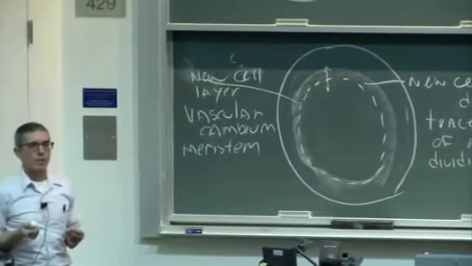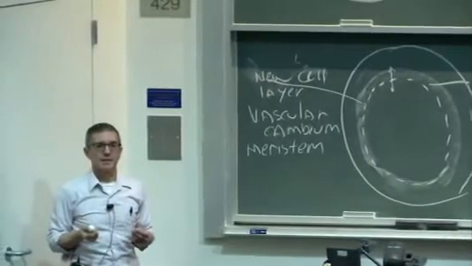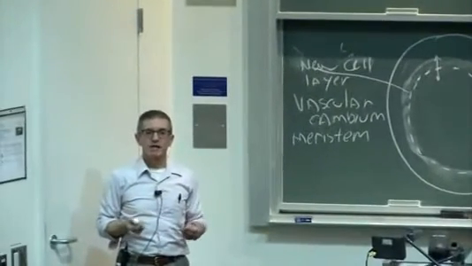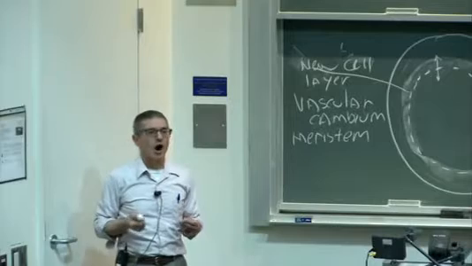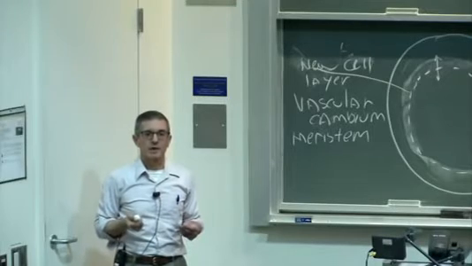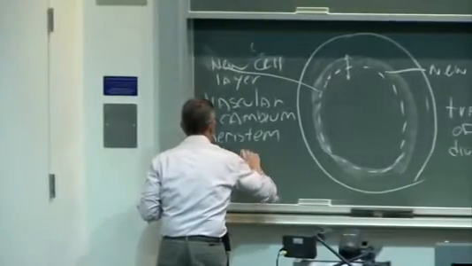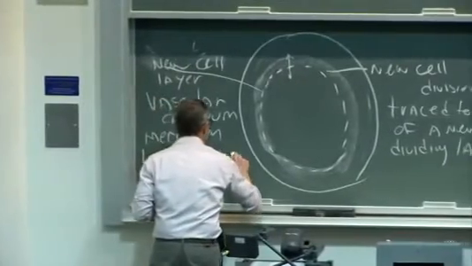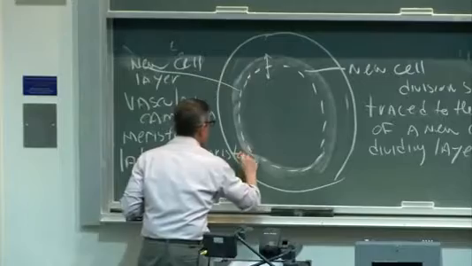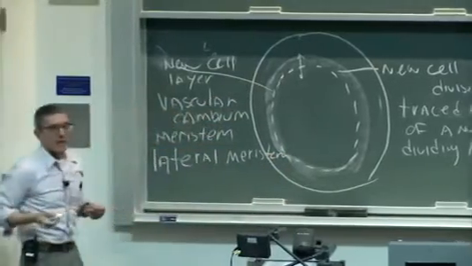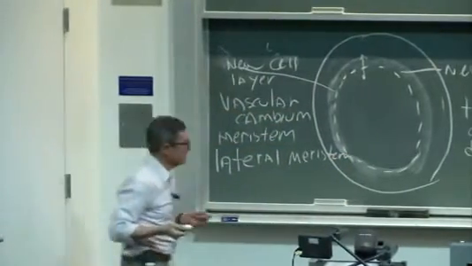But the important point that you should understand is that these new cells which are arising in the plant are not coming from the apical meristem. They are coming from a lateral meristem. I'll write this out for you because this is an important point.